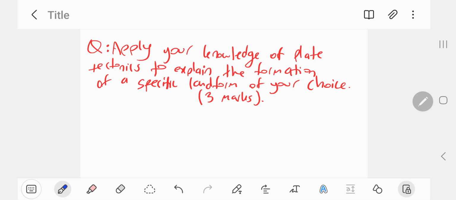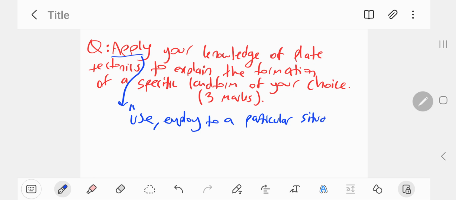So apply, HSC verb apply, means use or employ to a particular situation. So apply means use something to answer a question or to explain something else. 3 marks. So I'm looking for 3 points, three key points, 3 key features.